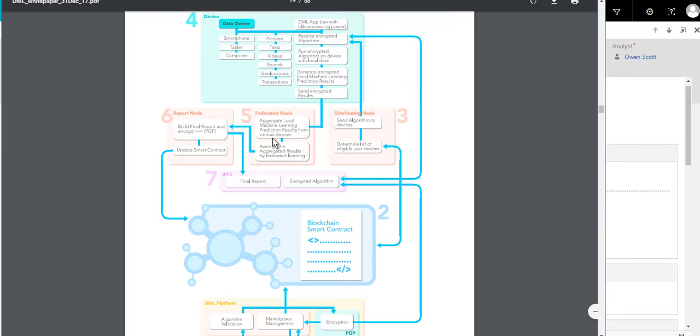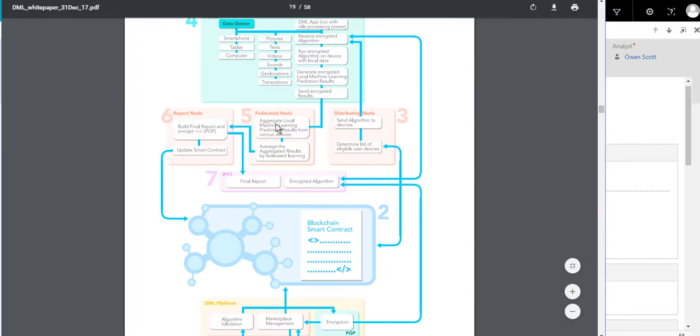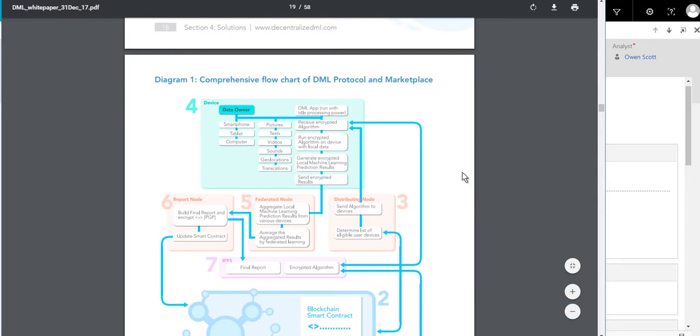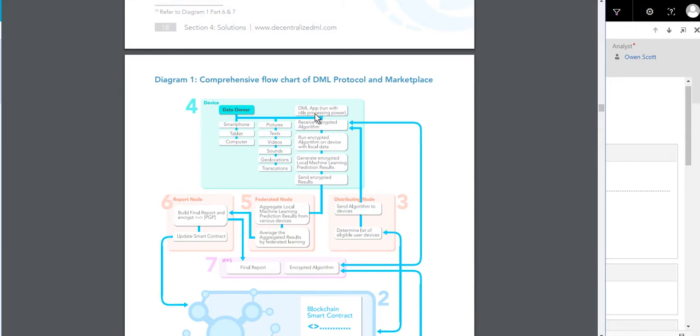It does make sense, and it does show how there are these nodes. There are report nodes, there are federated nodes, there are distributing nodes. Let's just look at that for a second. Here's the device, right? It could be a computer or a tablet or a smartphone, mostly going to be a smartphone probably, the way people behave these days. You've got the app that runs with idle processing power, supposedly in the middle of the night maybe, and it works against all this information.